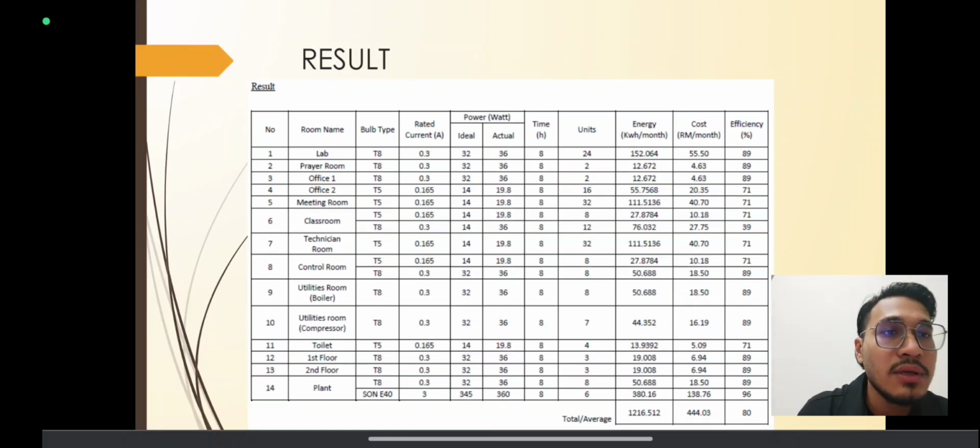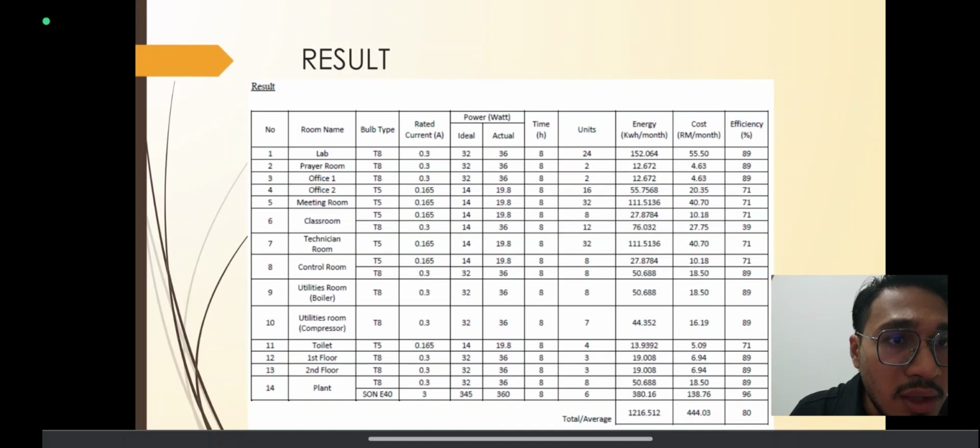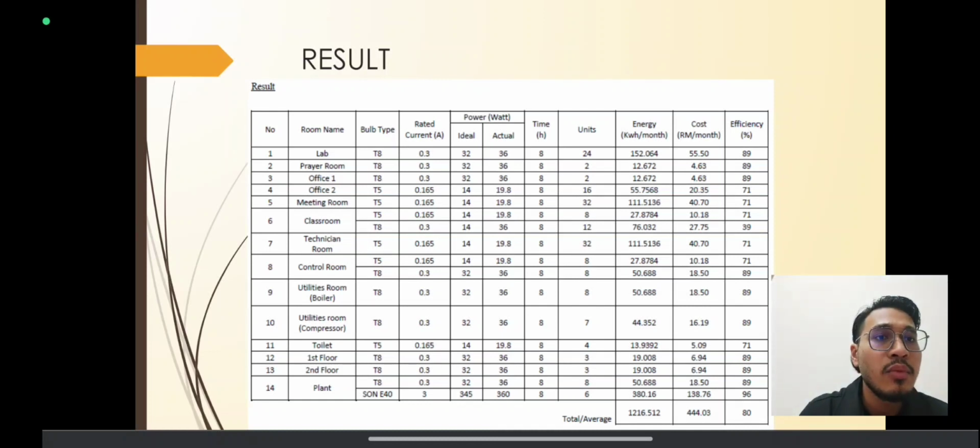So the total energy consumption used is 1216.512 kilowatt hours per month, and it costs the pilot plant RM 444.03 per month, and the efficiency of the pilot plant itself shows 80% efficiency.